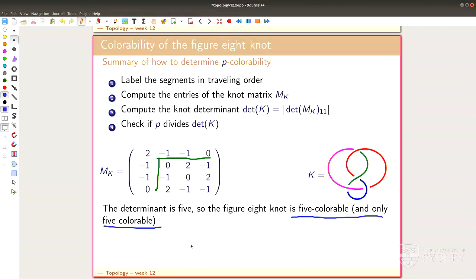We can do that by hand. Calculating determinants is a bit annoying, but it's not so bad. In contrast to checking infinitely many colorings by hand, it's much preferable. Let me show you.